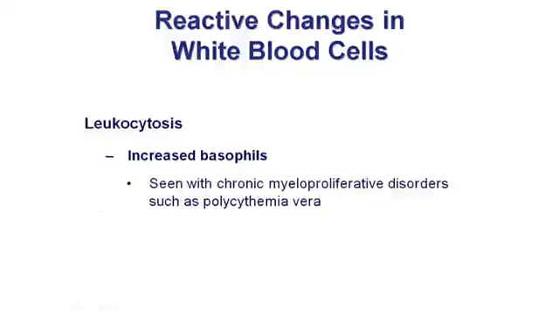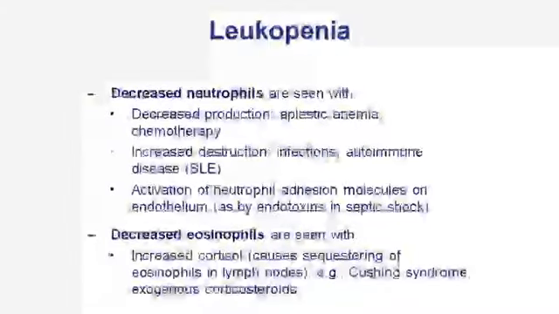Now, moving on with leukocytosis and increasing basophils, so-called basophilia. Typically, you don't see an increase in basophils. However, you can see it with myeloproliferative disorders, classically polycythemia vera, as well as CML, which may also have increased basophils. Now, leukopenia means a decrease in white cells in the blood.